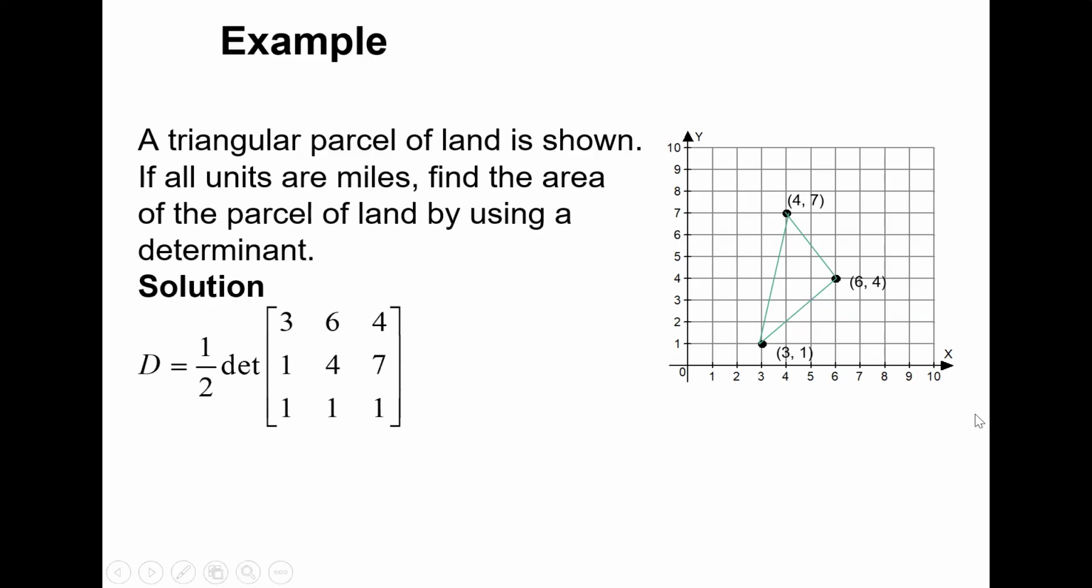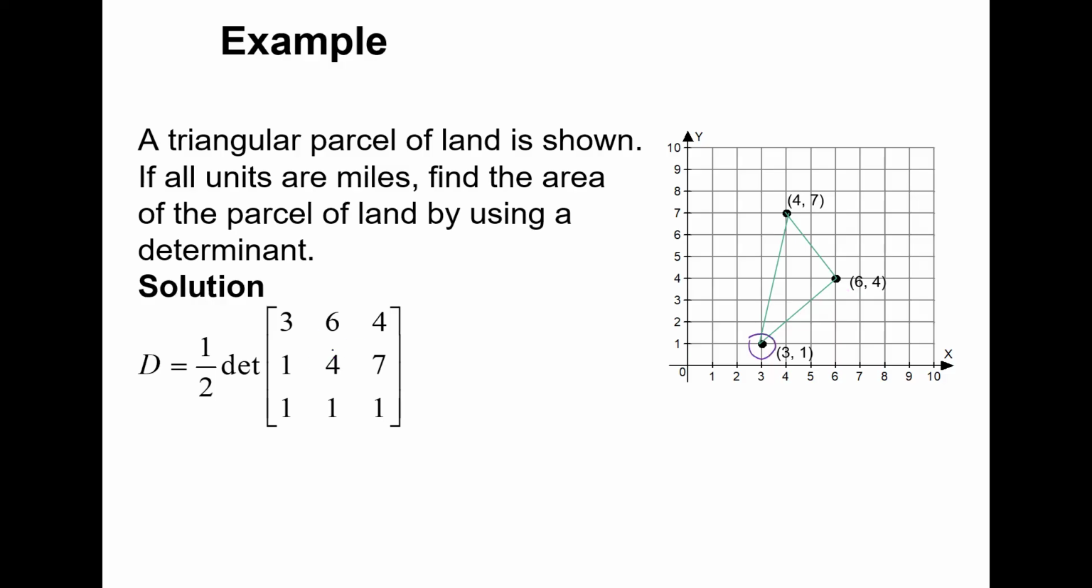So what we do is we start down here. This is our first point, so we put our X and our Y: 3, 1. Then we go over here, 6, 4. Then we go up here, 4, 7. And then it's going to be 1, 1, 1 for our bottom row. And we're going to take half of whatever the determinant of this matrix is.